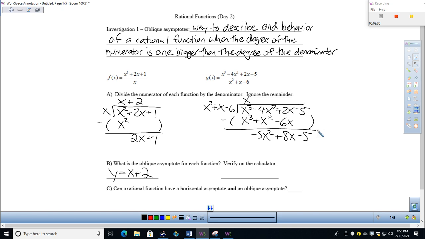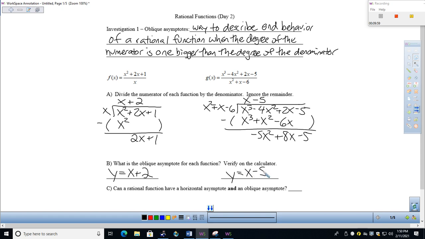And then I repeat the process. How many times does x squared go into negative 5x squared? It goes in negative 5 times. And I could multiply it back on down at this point and get my 3 terms under here. But as long as I'm confident that I got this number right here correct, then I have what I need, everybody. I have my y equals mx plus b. And so that's what I put in.